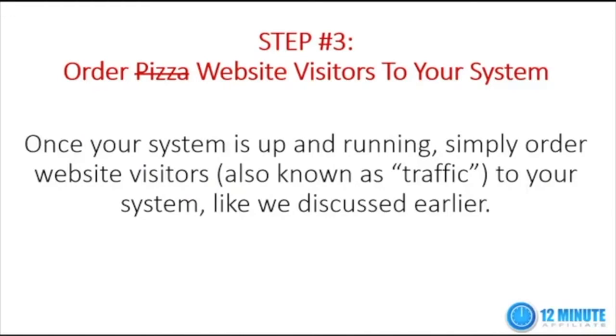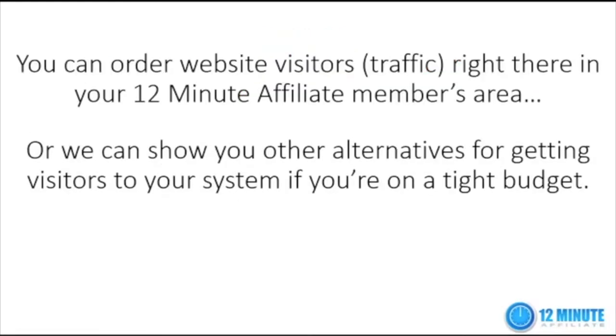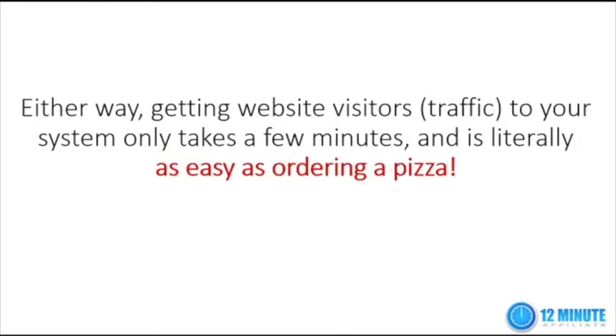Once your system is up and running, simply order website visitors, also known as traffic, to your system, like we discussed earlier. You can order website visitors, again, traffic, right there in your 12-Minute Affiliate members area. Or we can show you other alternatives for getting visitors to your system if you're on a tight budget. Either way, getting website visitors to your system only takes a few minutes and is literally as easy as ordering a pizza.